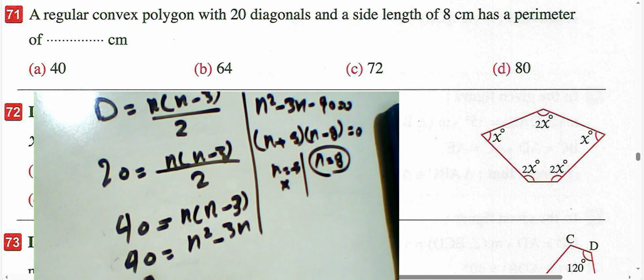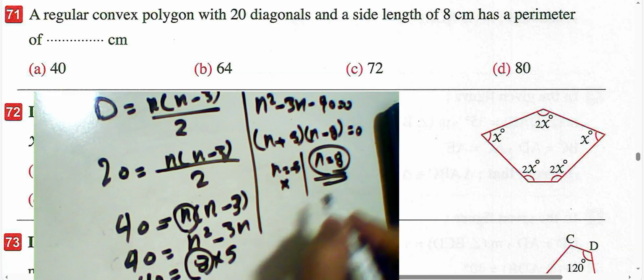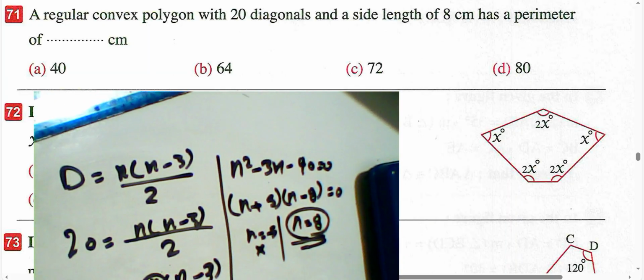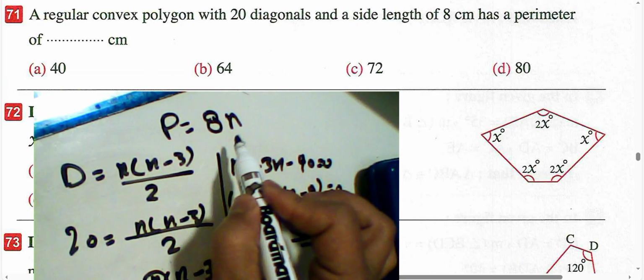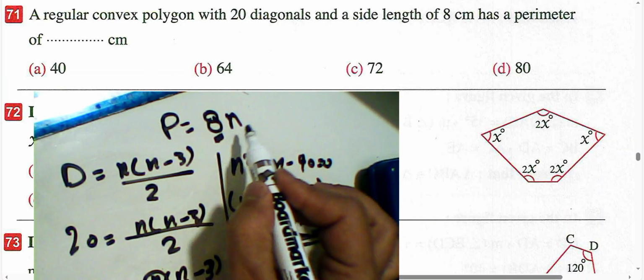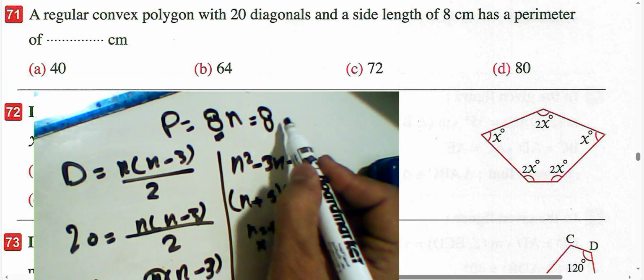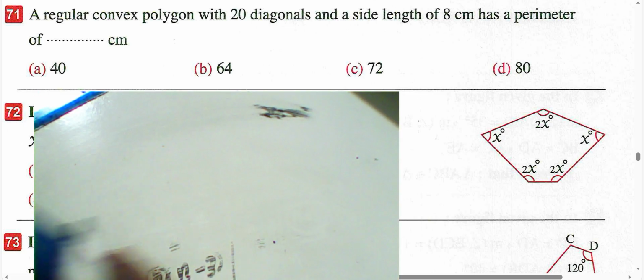Or you can write here 40 equals, what is the number product? The number equals 40, we have 8 times 5. Then the number of sides here will be 8. Then we can complete to find the perimeter. The perimeter equals 8 times the number of sides, because the length of each side is 8 centimeters. The number of sides was 8, then 8 times 8 equals 64.